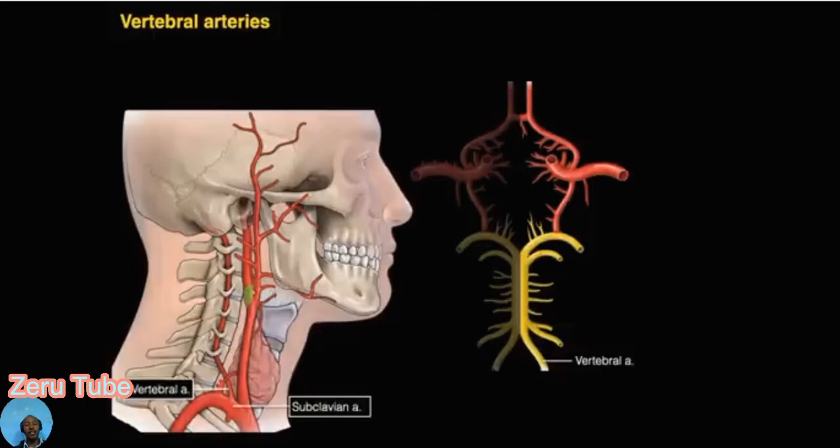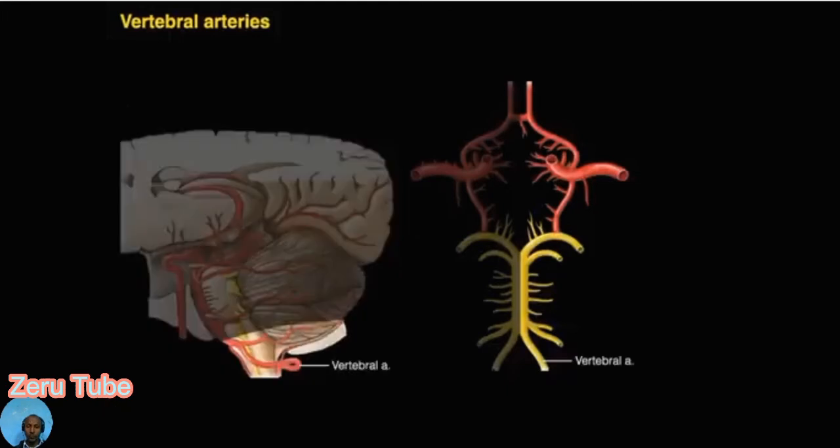From the subclavian artery, the vertebral artery arises mainly at the first part of the subclavian artery, goes through the intervertebral foramen, and enters the foramen magnum. So this artery has some branches.